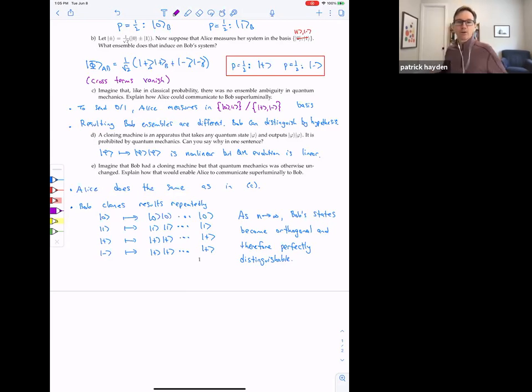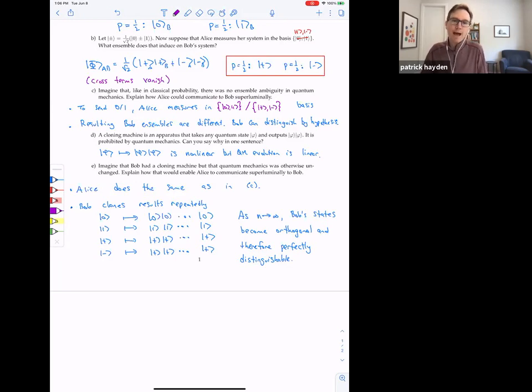And I imagine most, if not all of you have seen this before. A cloning operation is just one that takes an arbitrary quantum state phi, so it has to work for any quantum state, and takes it to two copies of phi, phi tensor phi. And this is prohibited because it's nonlinear, right? If you think of it in terms of the coefficients expanded in some basis, phi tensor phi is quadratic in those coefficients. And so it's not a linear transformation. So that's not something that quantum mechanics can do.